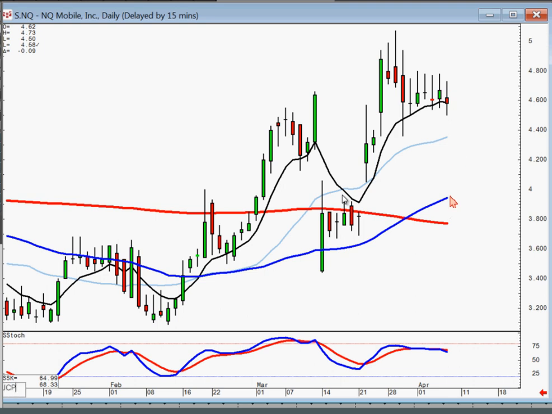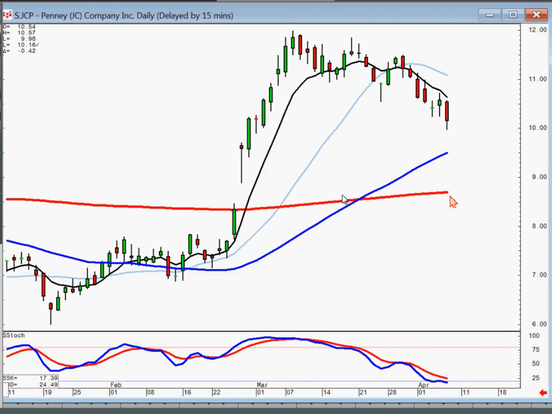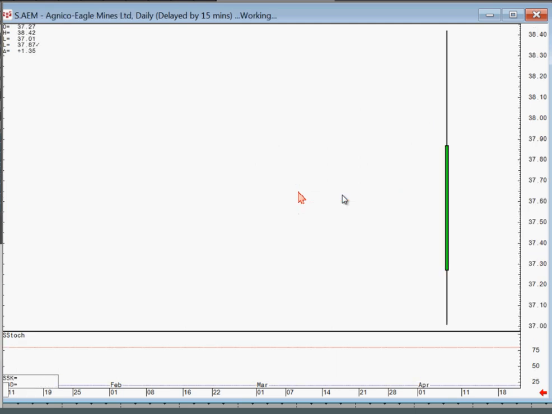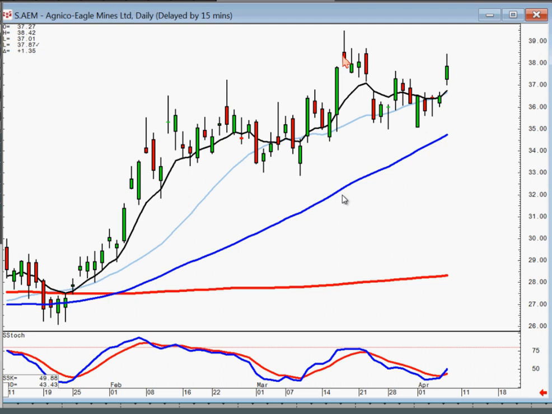JC Penney, you probably want to be out of this one. If you're short, you stay short with the anticipation they're going to come back at least to the 50 or possibly the 200, which would be filling this gap over here. AEM, one of the mining stocks, you can be buying this one. You can see how it broke this downtrending channel. There's your little left-right combo, which was a doji, followed by a bullish engulfing signal. And they gap it up. That tells you you're now in a new wave.